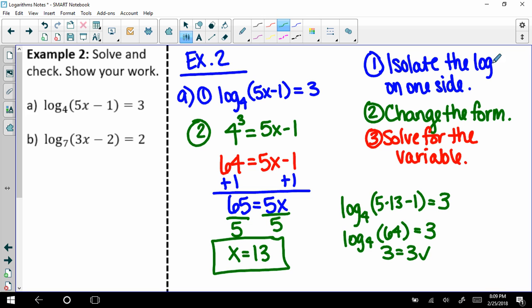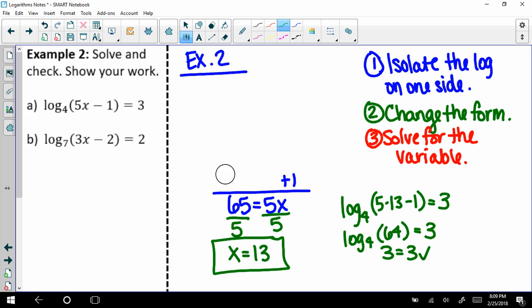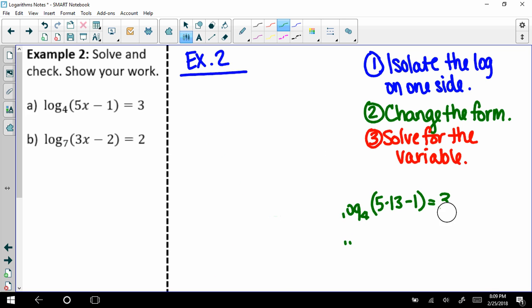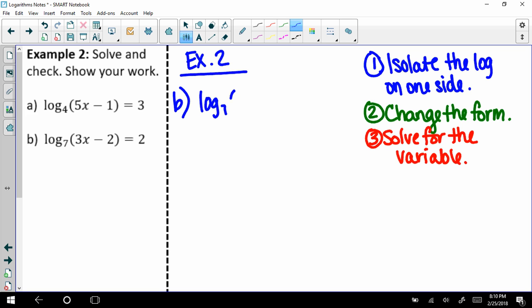Okay. So following these steps, I want you to try part B. So pause, and then when you've worked it out and you want to check your answer, then unpause it. Okay, so step 1 was done for you. So log base 7, 3x minus 2 is all in the log, equals 2. The log is already isolated, so step 1 was done for you.